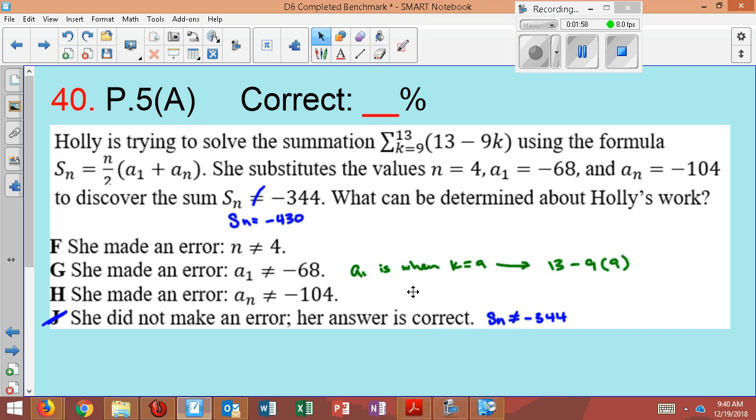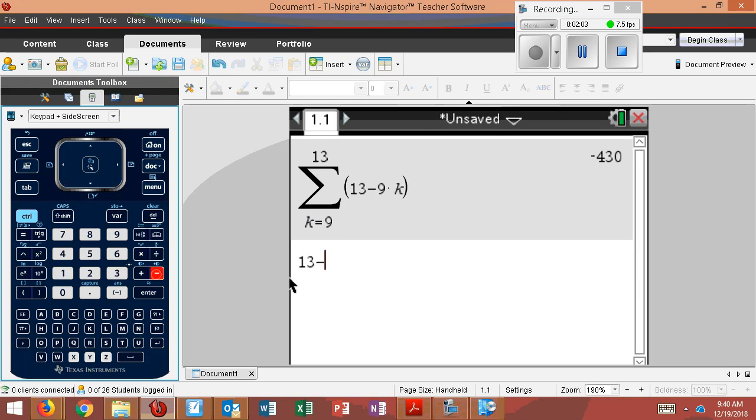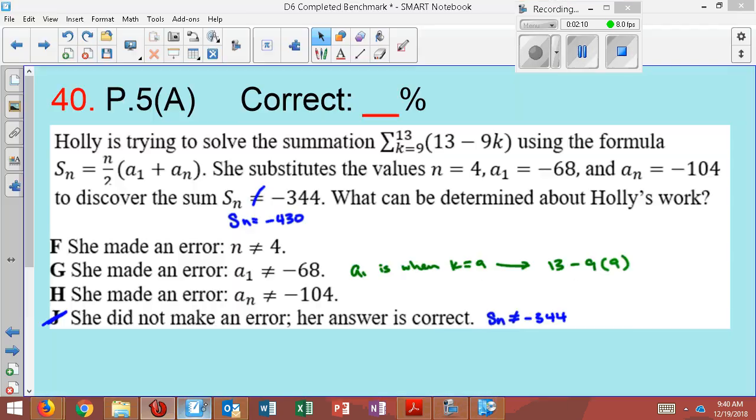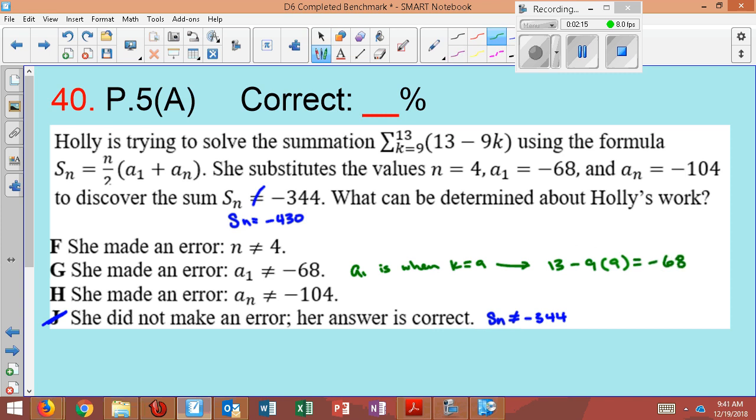Just to make sure we don't make a math error, I'm going to type it in the calculator: 13 minus 9 times 9. Anytime you substitute, you use parentheses like that. I get negative 68. That's what she had, so that part is good. She didn't make an error there. I'm going to scratch that option out because a sub 1 does equal negative 68.